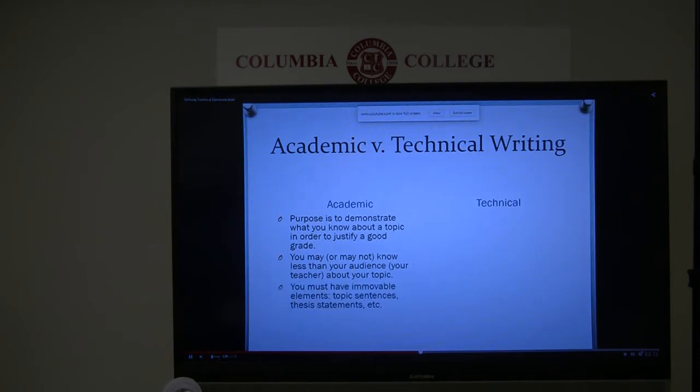You learn things like immovable elements in academic writing. You talk about topic sentences and thesis statements, and you start with an introductory paragraph, and you continue that same formula throughout your paper. You have your transitional phrases until you reach your conclusion paragraph, and that's how an academic paper is typically laid out. And lastly, you very infrequently use graphics or visual aids. They're just not really a part of the academic writing conventions that we've learned as we've moved forward.